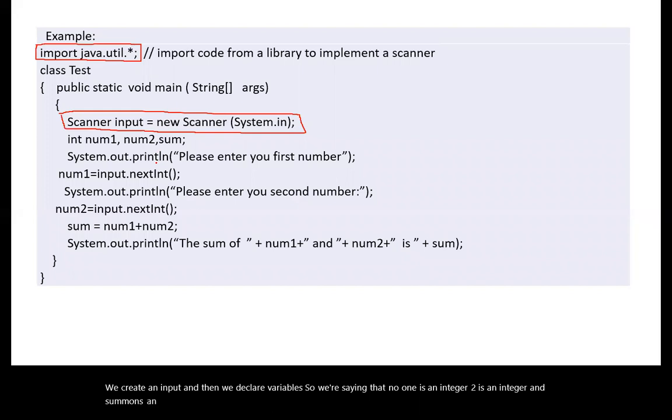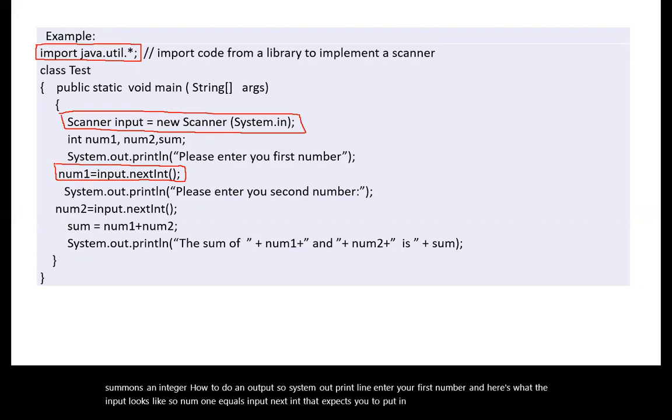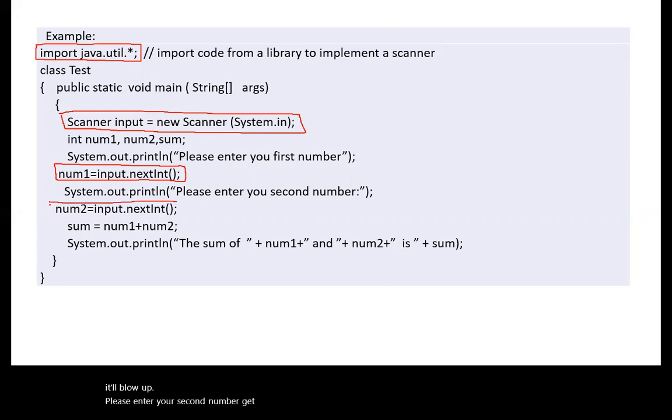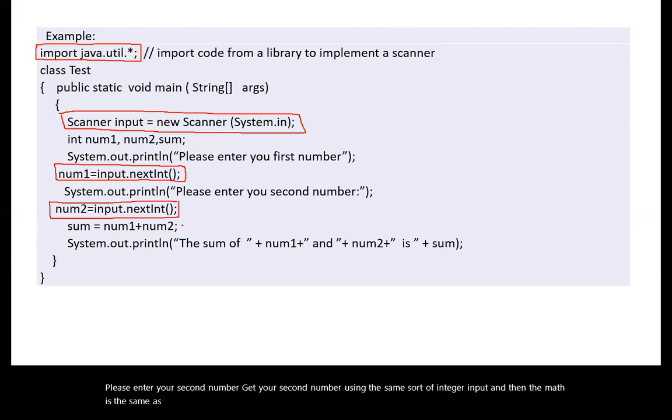You know how to do an output. So System.out.println enter your first number. And here's what the input looks like. So num1 equals input.nextInt. That expects you to put in an integer. If you put in a decimal, it'll blow up. Please enter your second number. Get your second number using the same sort of integer input. And then the math is the same as Python. You can ask to calculate the sum and then print the answer.